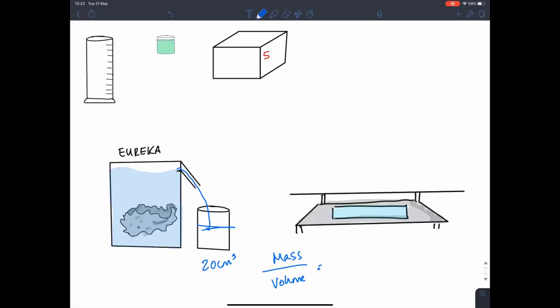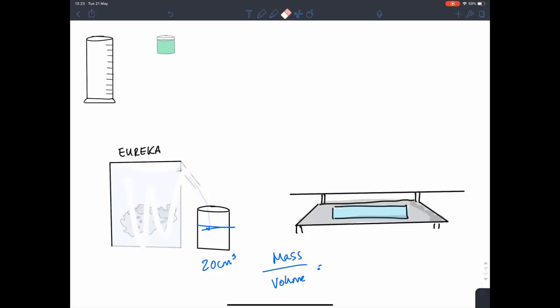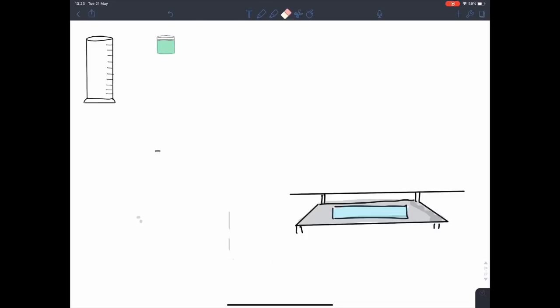Now the final one is, what about if you have a liquid? With a liquid, we can't really pour it into a eureka can because it will just fall out. So if you have a liquid, the method is a little bit different. First, we again need to find mass. So how do you find the mass of a liquid?